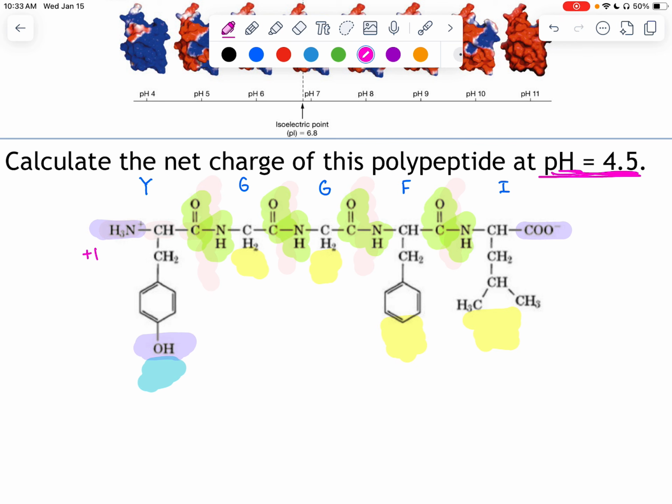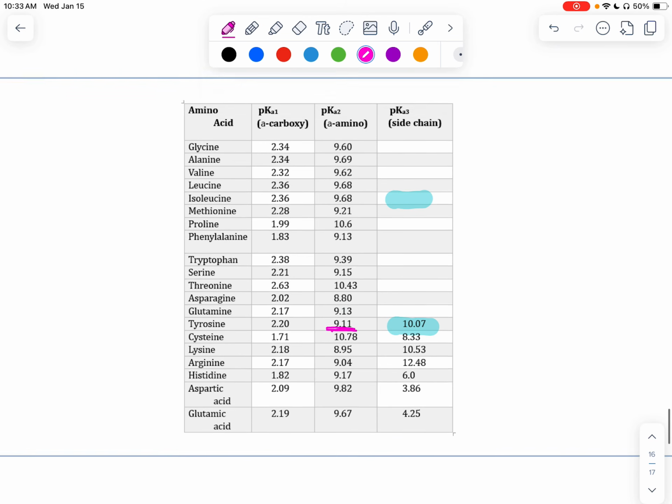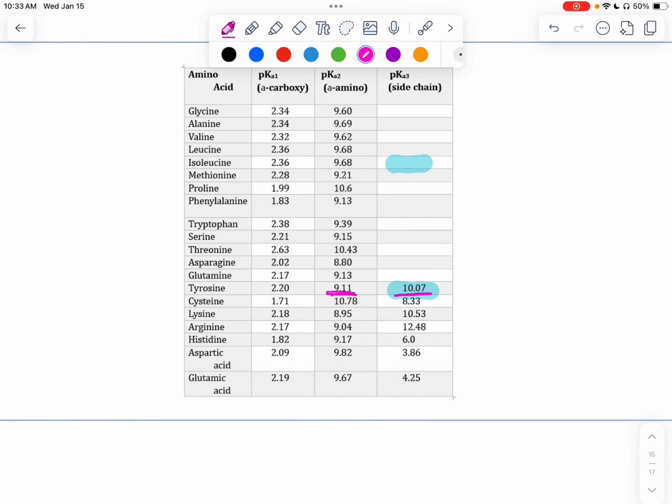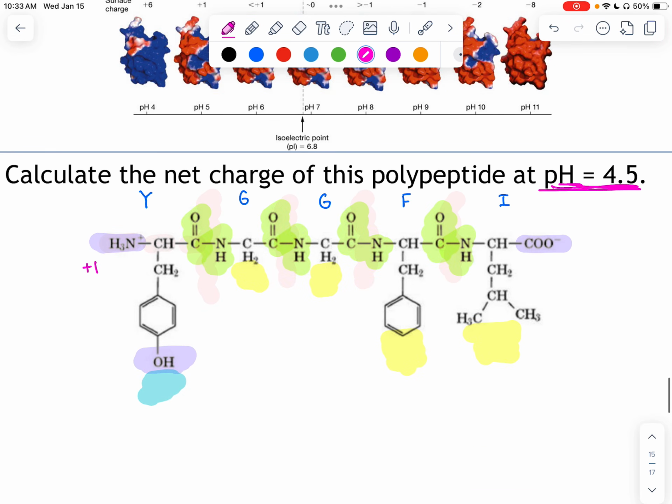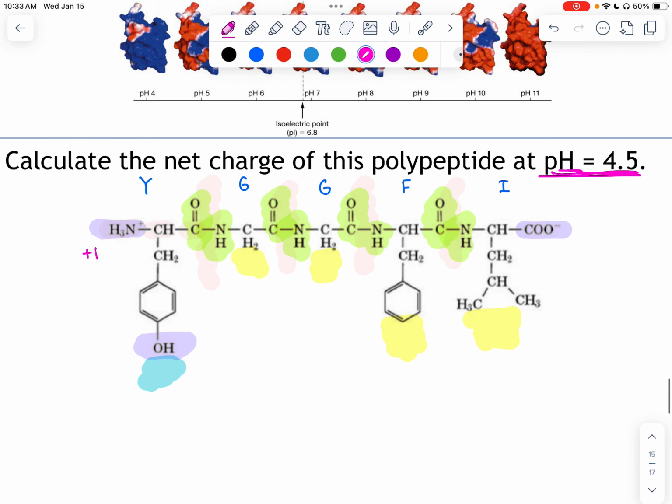The hydroxyl group here, I'm going to go down tyrosine. I'm going to say, wow, that's 10.07. I am below that, so it'll be protonated. So it has a charge of 0 when it has the proton. And then I'm going to come over here and I'm going to say pH 4.5. I'm above the pKa, so this will be deprotonated. So my net charge is actually 0 in this case.